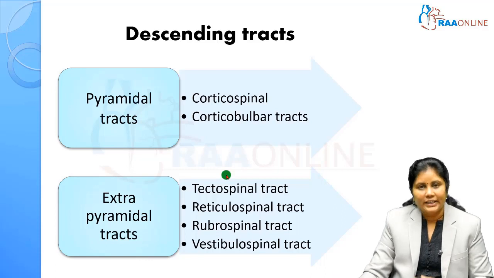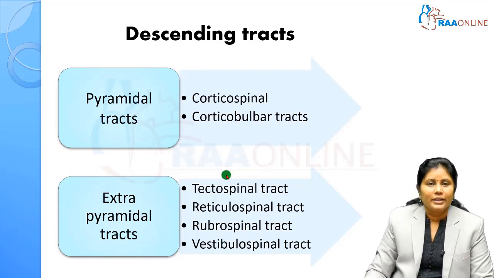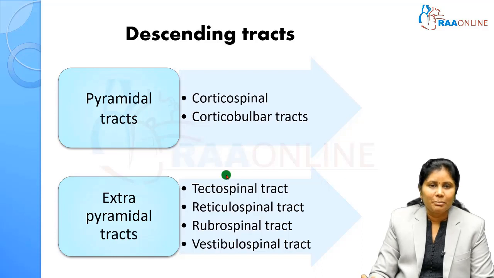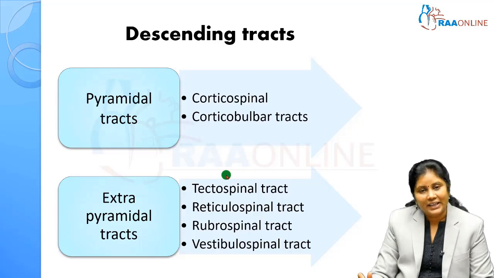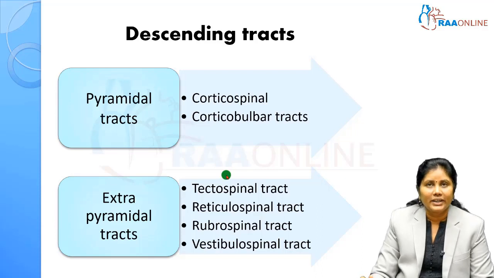So what are the descending tracts or motor tracts? The pyramidal tracts and the extrapyramidal tracts are the descending tracts. The pyramidal tracts include corticospinal and the corticobulbar tracts, whereas the extrapyramidal tracts include tectospinal, reticulospinal, rubrospinal, vestibulospinal.